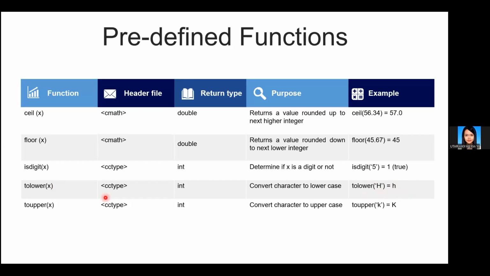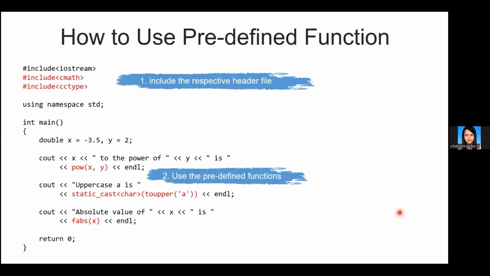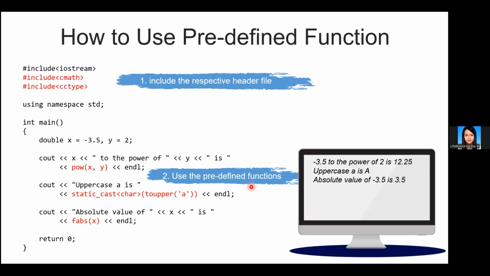Okay, and then after that, similarly goes to the toupper function. It does a similar job, but the difference is that it will help to convert the character to an uppercase letter. So it's going to help convert this lowercase letter k into an uppercase letter K. All right. Okay, so for this case, we just move on. Just now I said you just need to include their respective header file and then use the predefined function directly. And this is the sample output that we will obtain right now.